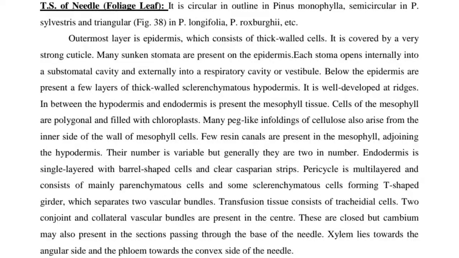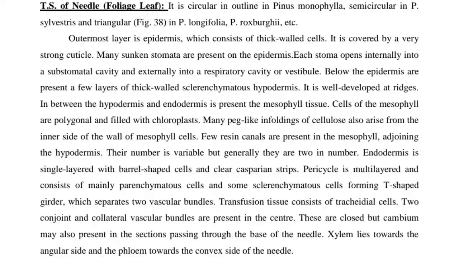Many peg-like enfoldings of cellulose also arise from the inner side of the wall of mesophyll cells. Few resin canals are present in the mesophyll, adjoining the hypodermis. Their number is variable, but generally they are 2 in number. Endodermis is single-layered with barrel-shaped cells and clear Casparian strips.